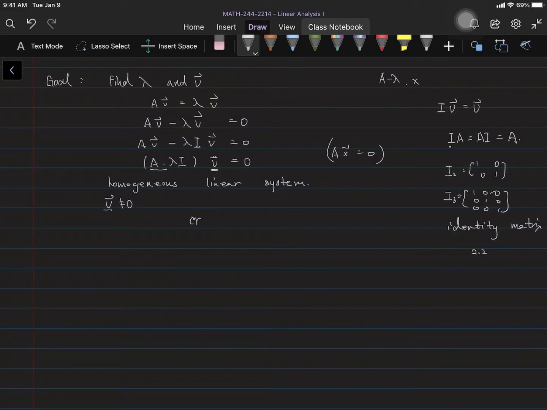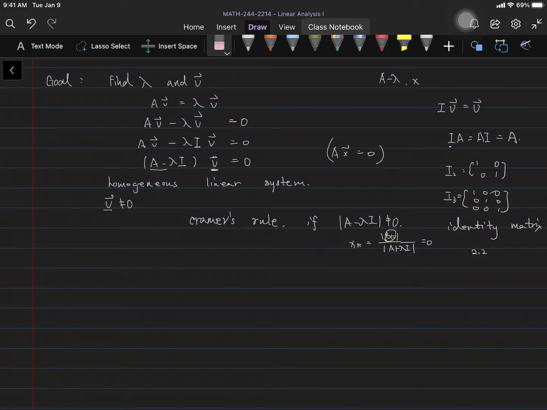If we use Cramer's rule, if the determinant of A minus lambda I is not 0, we can solve for each component in the V vector: vk is going to be the determinant of bk over the determinant of A minus lambda I. But the numerator determinant is going to be 0 because bk replaces one column by all the zeros, right?